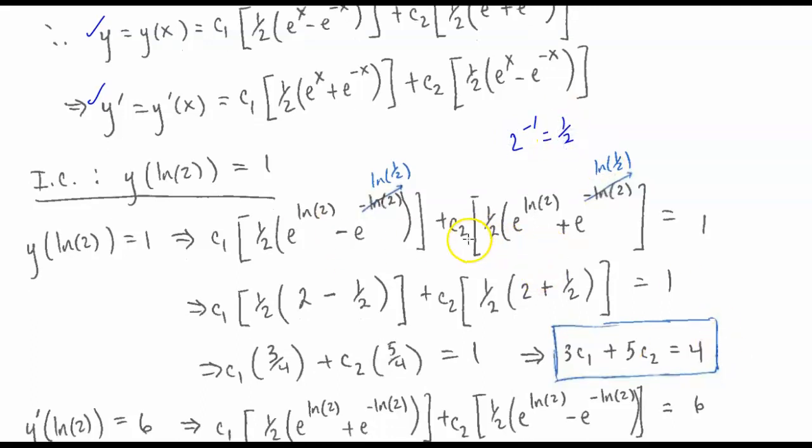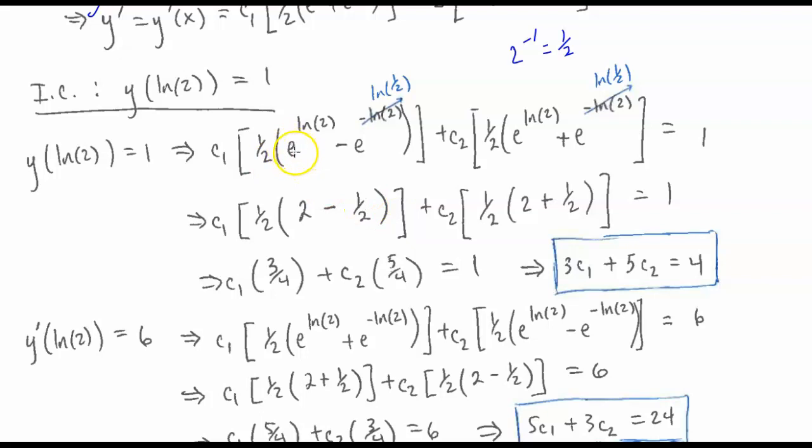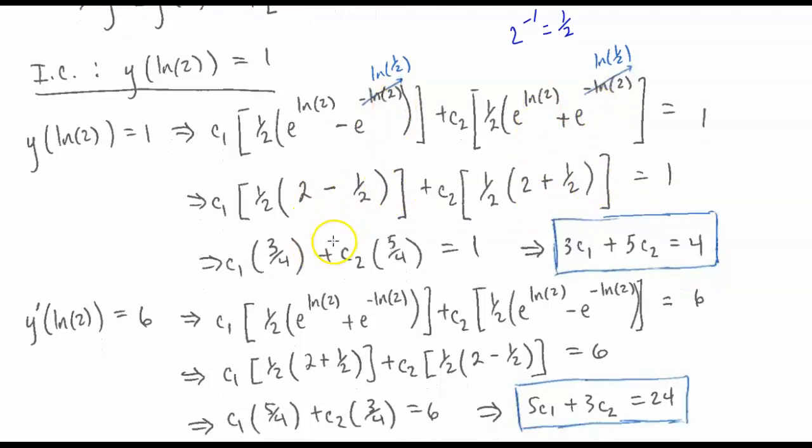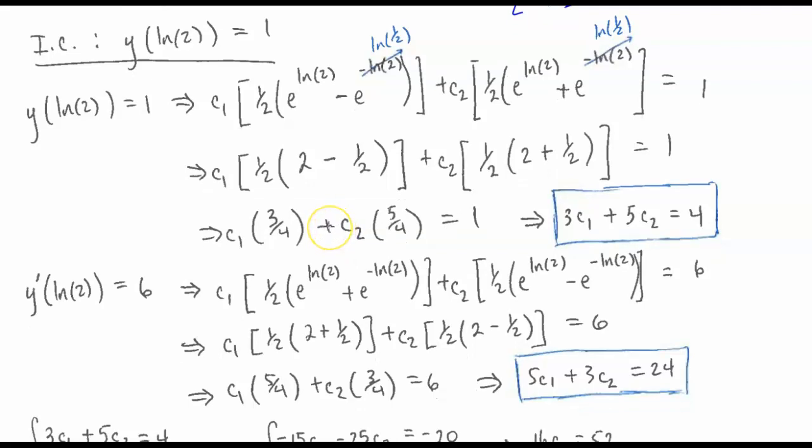So once we do that, then of course, using our logarithm properties, e raised to the natural log of whatever is just whatever. So you see that I'm doing that for each of these terms here. And then it's just a matter of rearranging everything. And we see that we get one equation here where we have 2 unknowns.